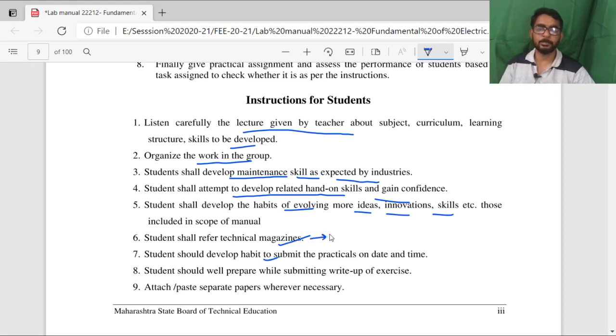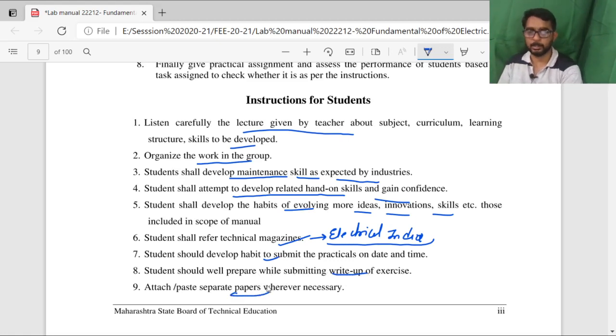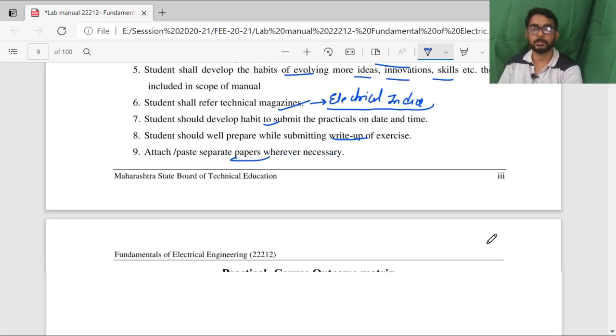Here the student can check out Electrical India. It is a good magazine. They can also take a subscription to Electrical India and get current knowledge from this magazine, and many other magazines are available. Then prepare a write-up for the exercise and prepare papers whenever necessary. So these are the instructions for the student.